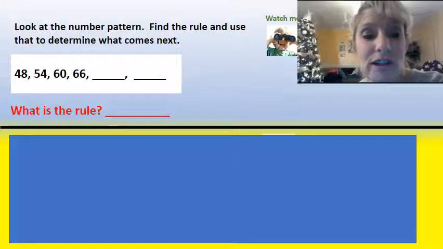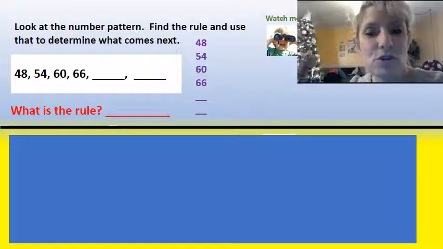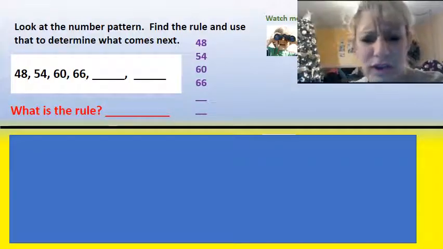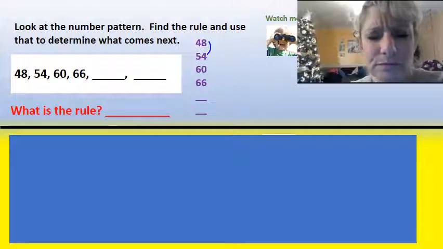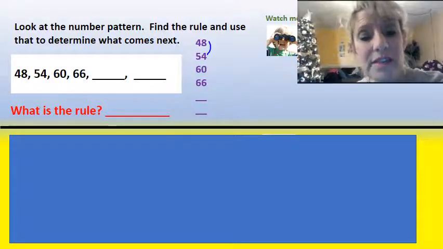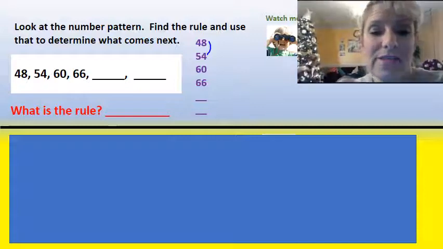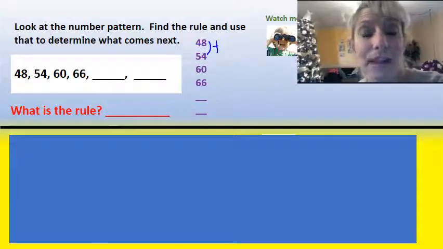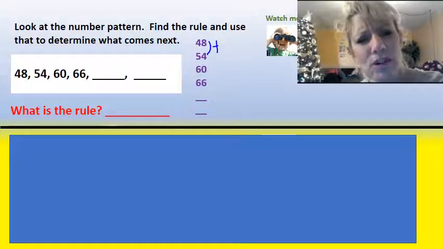All right, now we're looking at number patterns. So I'm going to show you my strategy for finding the answer to a number pattern. The first thing that we do is we write the numbers straight down. This is a great strategy for seeing how your pattern changes. So I notice that I start with 48 and then I move to 54, in this way I know I am getting bigger. So I'm going to have to add something, but I'm not quite sure what to add.